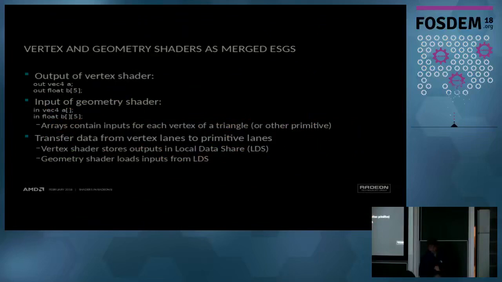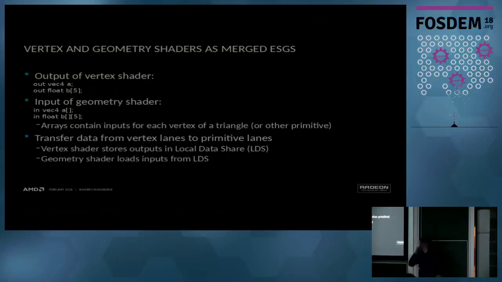So this leads to some interesting challenges. If you know a little bit about this stuff, you'll know that the vertex shader just outputs attributes for an individual vertex, while the geometry shader operates on one primitive at a time. So the input to the geometry shader will be an entire triangle with all the attributes of its vertices. That is the view that you have as the programmer.